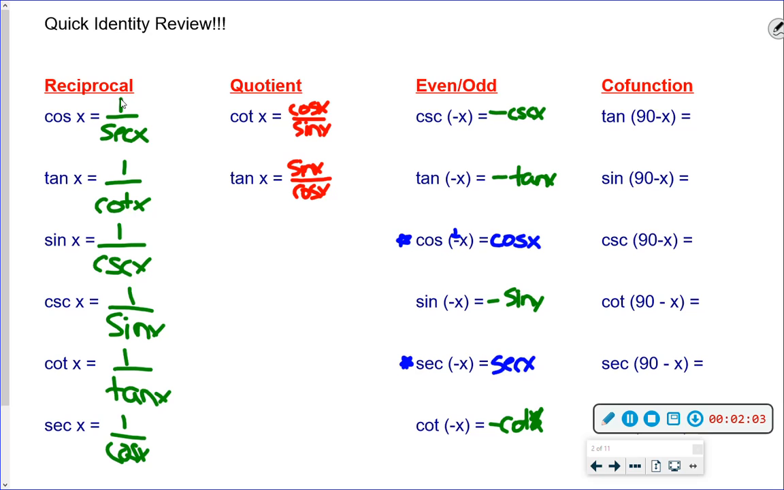Okay, cofunctions, I have them in the degree style. If you look at the bottom of your identity sheet, there's 2 columns, degree. Then, of course, they have the radians with the pi. Same thing, just know them.